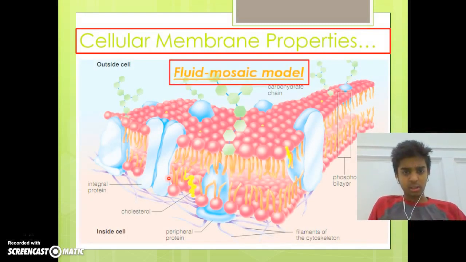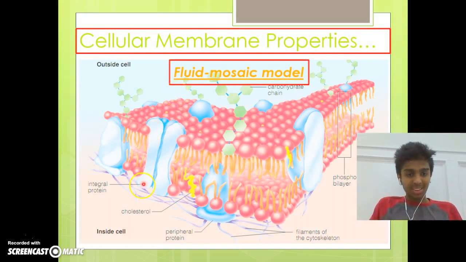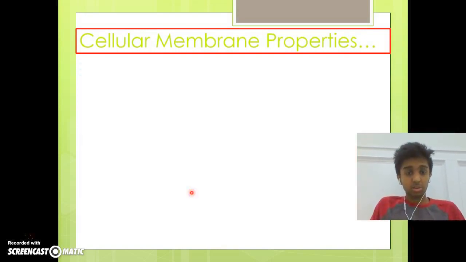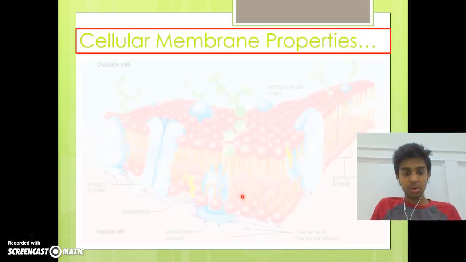So this is what it looks like, the Fluid-Mosaic model. Outside the cell, inside the cell down here, the hydrophilic head, as shown on the top, which loves water, the hydrophobic tails in the middle. This is an integral protein, which means any molecule can communicate with it and enter through here. This is a peripheral protein. This is the cholesterol that helps keep the shape, because as we just saw, we need cholesterol in animal cells to reduce the fluidity and reduce the movement of the cell membrane.